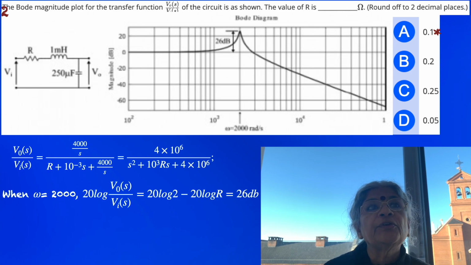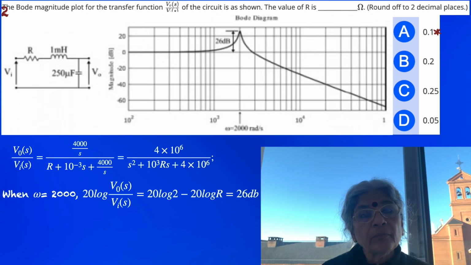So if you take the log magnitude of Vo(s) by Vi(s), which is what we have seen, it's the same as equal to 20 log 2 from the numerator, minus 20 log R, because R is alone left in the denominator, is equal to 26 dB, because that is the peak value. And 20 log 2 is always the 3 dB point, so it's the same as 6. So deduct 6 from 26, that is 20. So minus 20 log R is equal to 20.